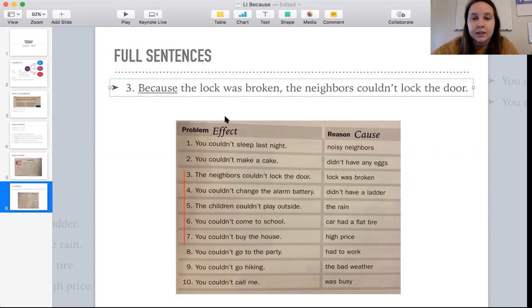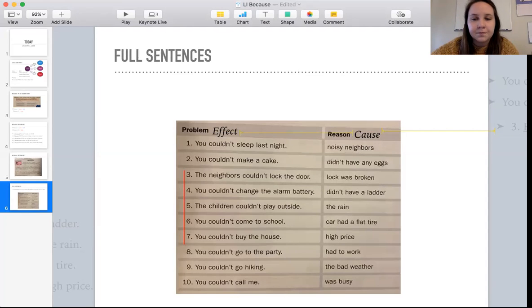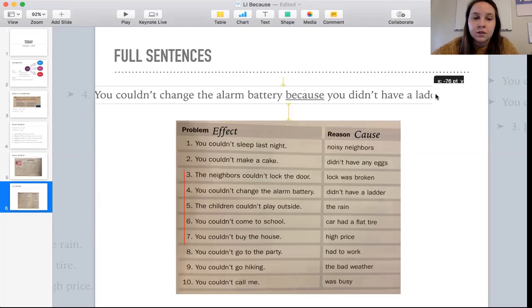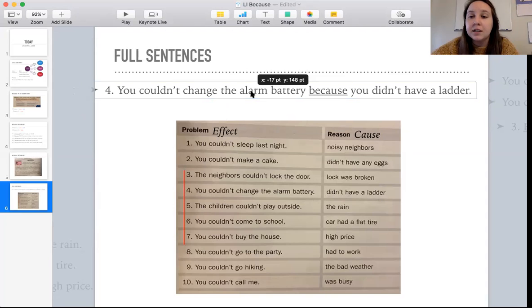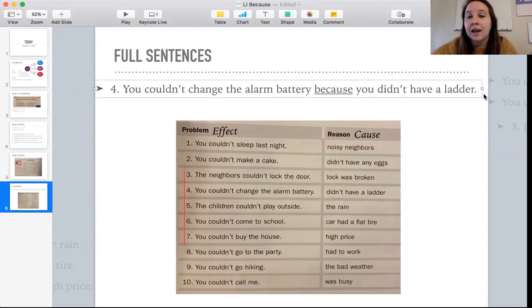All right, let's take a look at number 4. You couldn't change the alarm battery, didn't have a ladder. So the full sentence, you couldn't change the alarm battery because you didn't have a ladder. So we have a noun and a verb, so we use because.